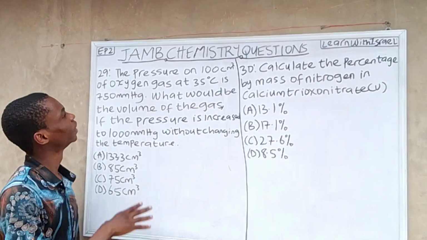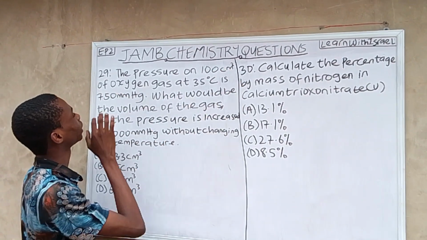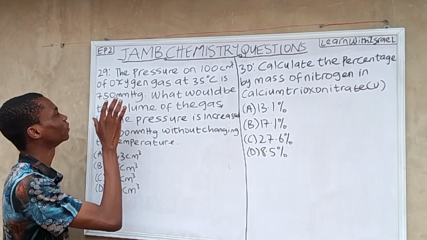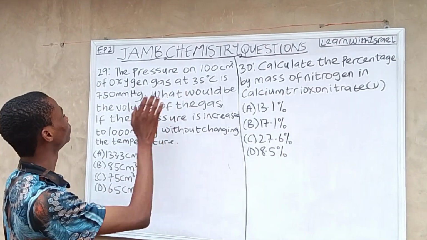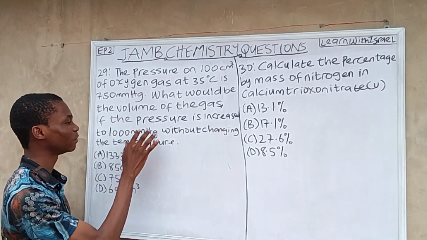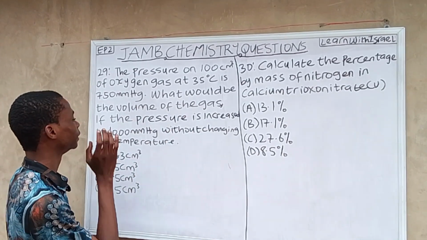Question 29. The pressure on 100 centimeter cube of oxygen gas at 35 degrees Celsius is 750 mmHg. What would be the volume of the gas if the pressure is increased to 1000 mmHg without changing the temperature?